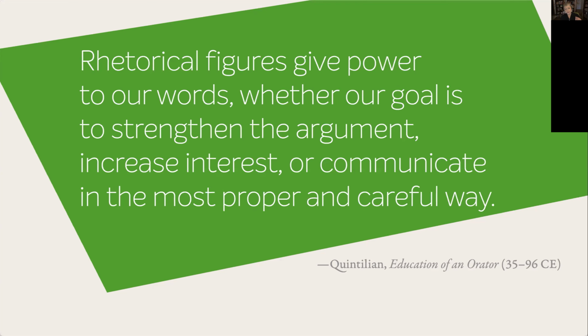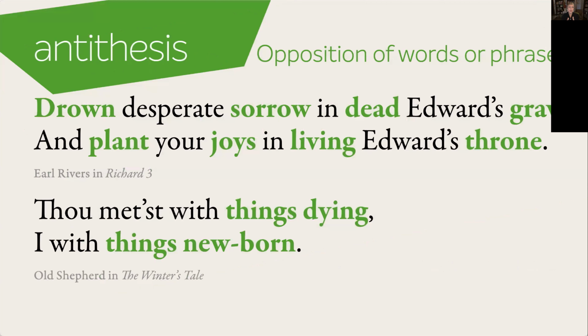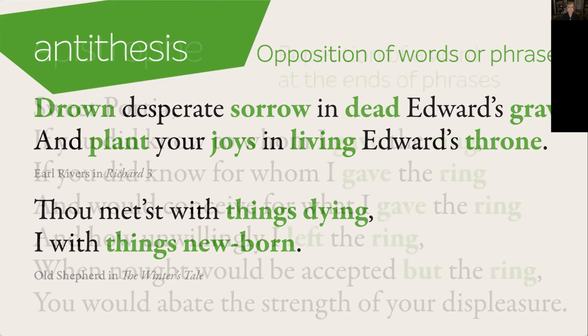These are so much fun to start noticing and playing with, because it's layered on top of that structure of the meter. Antithesis is one rhetorical device Shakespeare uses all the time. Look at this: drown versus plant, sorrow versus joy, dead versus living, grave versus throne. 4 antitheses in 2 lines. There are about 3 other rhetorical devices built into that. At the crux of The Winter's Tale, when things change, we have this beautiful: things dying, things newborn, and the play turns.